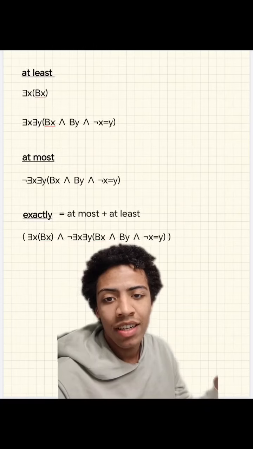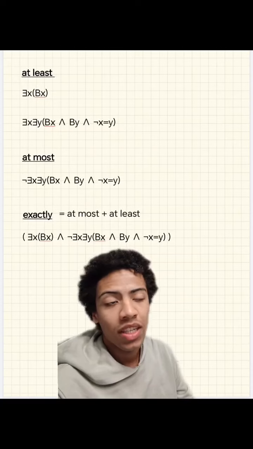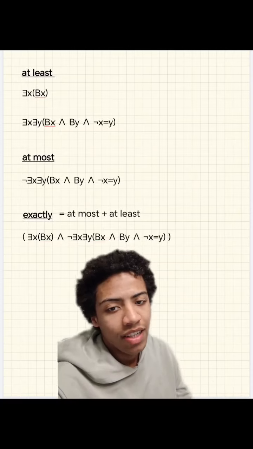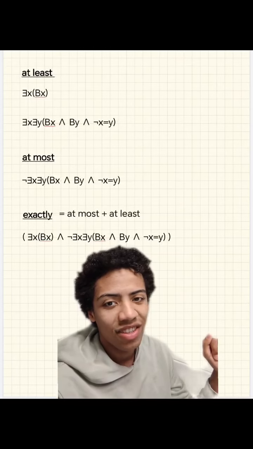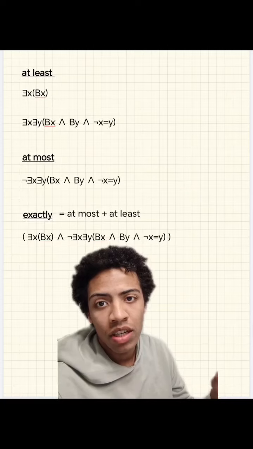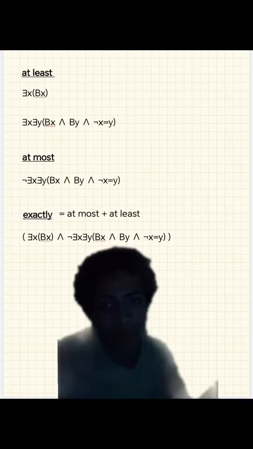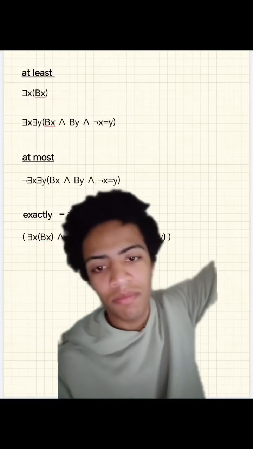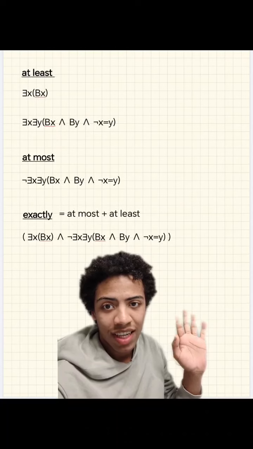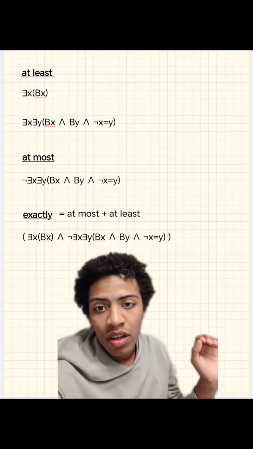And then exactly is just a combination of at least and at most. Because if something is at least one and at most one, then it's just one. So you basically just take the formula for at least one and the formula for at most one, and you put a conjunction between them. And yeah, that is how you get exactly, at most and at least. That was rather simple, right?